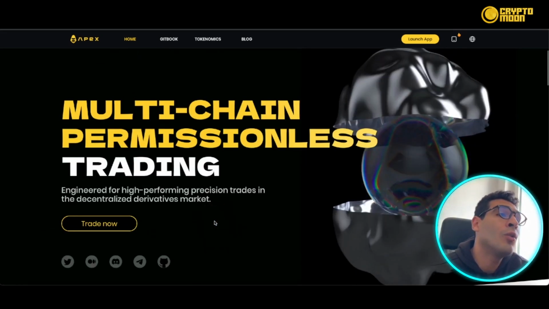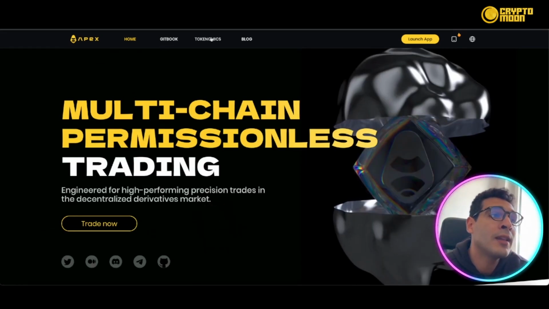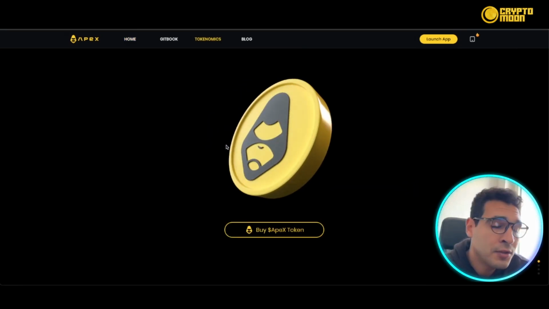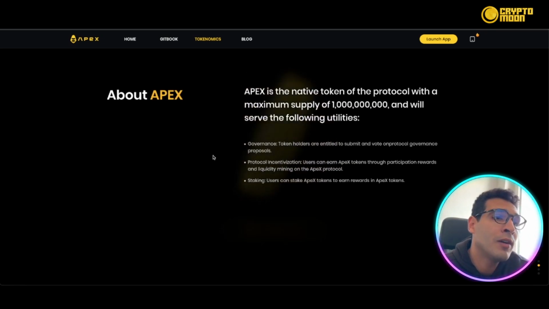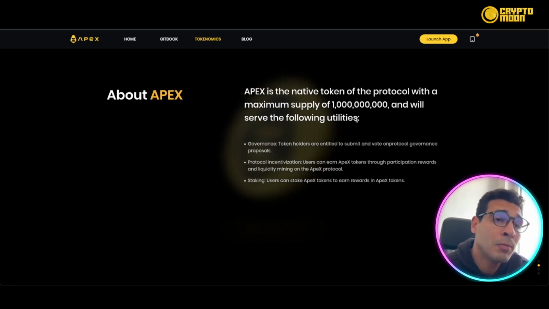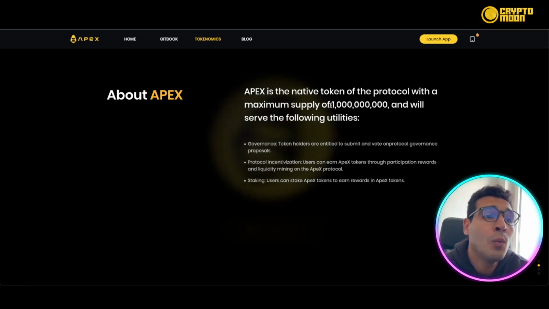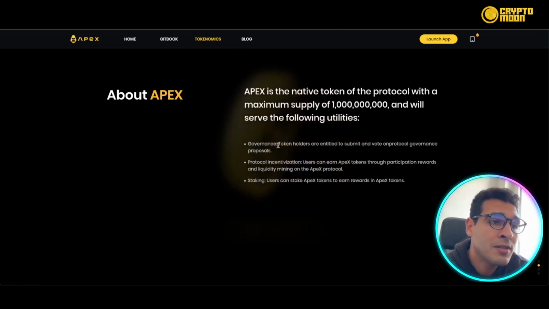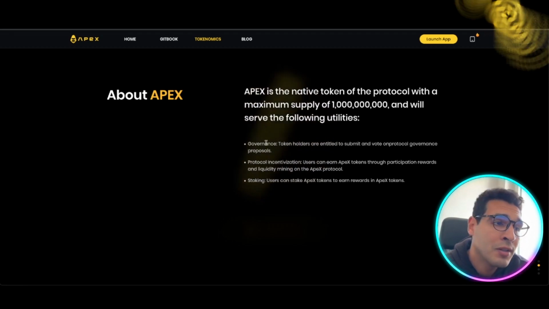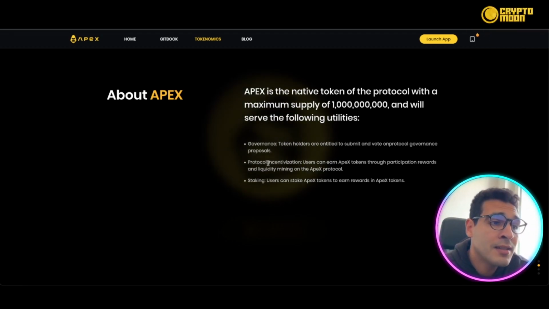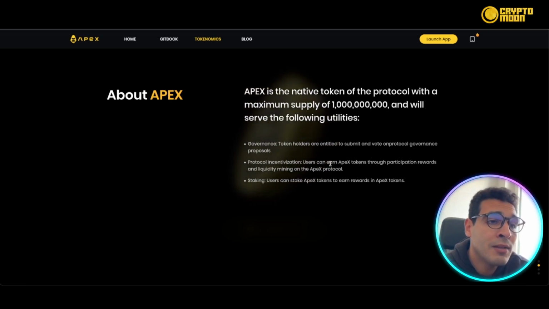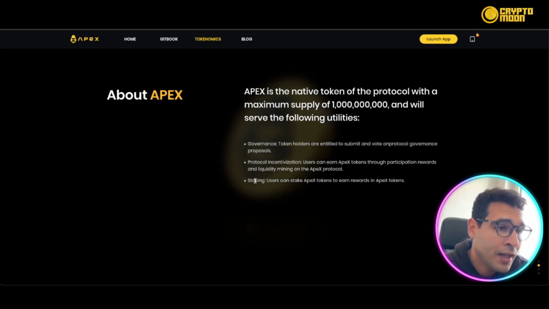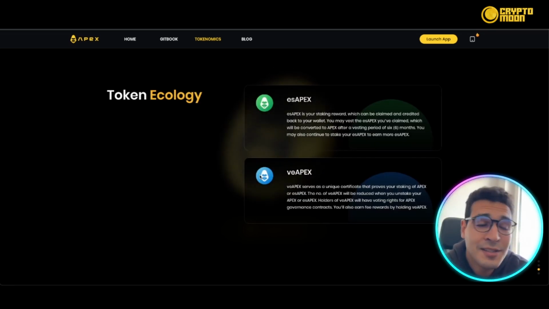Let's go and look at the Gitbook and the tokenomics of this platform. Here let's scrutinize the tokenomics first. Here you will find that ApeX is the native token of the protocol with a maximum supply of 1 billion tokens, and it will serve the following utilities: governance. The token will of course offer governance for the project, and incentivization, where users can earn ApeX token through participation rewards and liquidity mining on the ApeX protocol, and staking, of course, that's easy to understand.